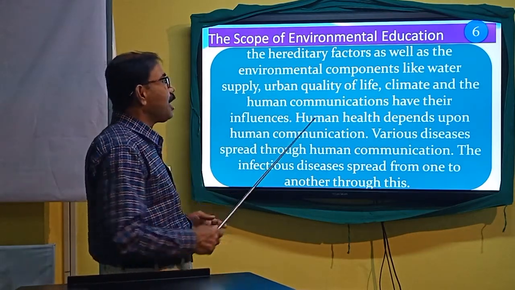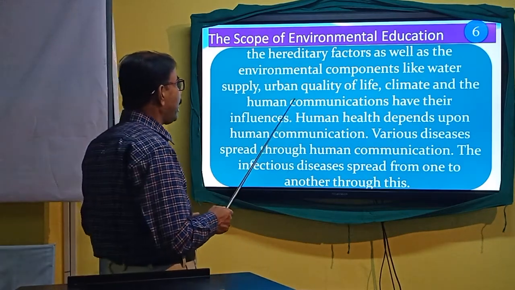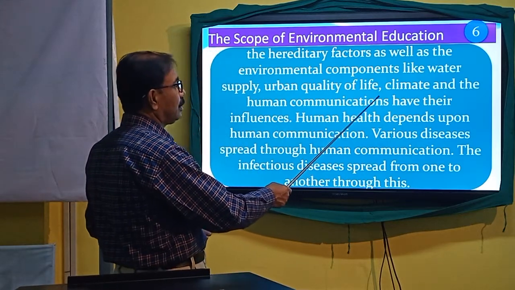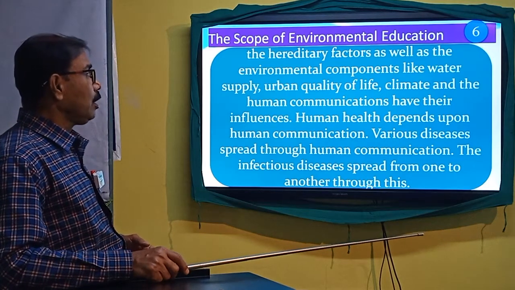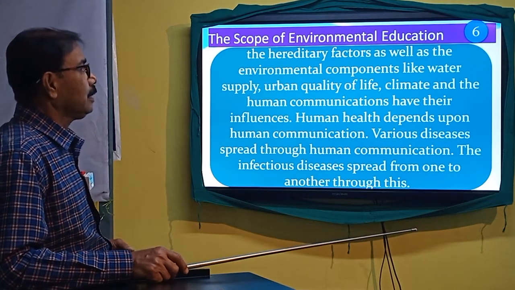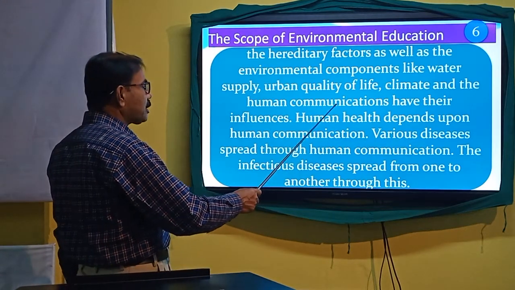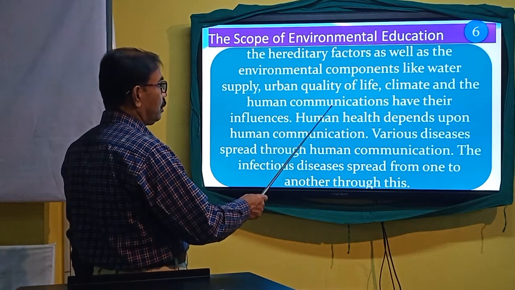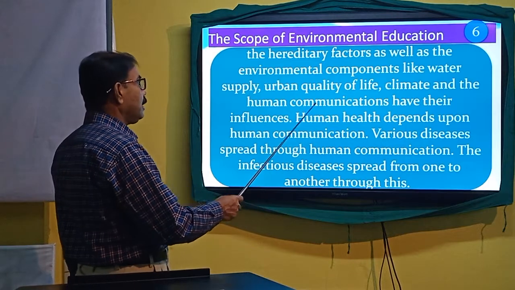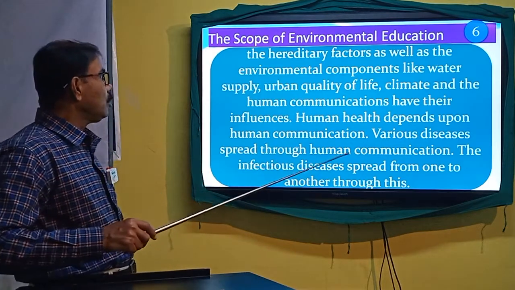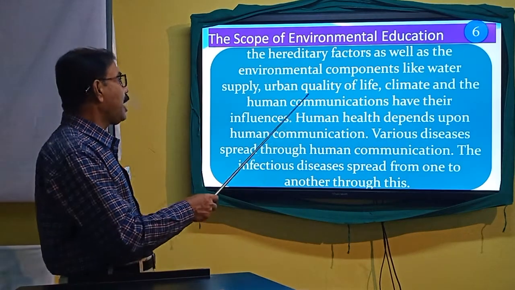Urban quality of life is another very important area of consideration for understanding the scope of environmental education. Climate is another important element for understanding the scope of environmental education, and human communications is another very significant aspect for the realization of the impacts of various factors on quality of life.